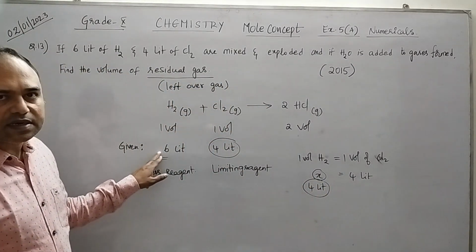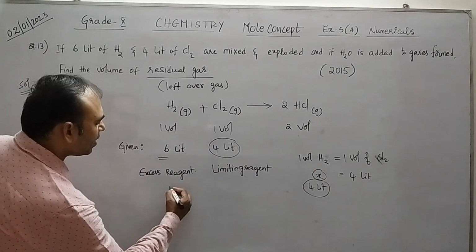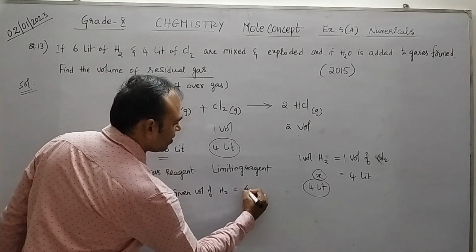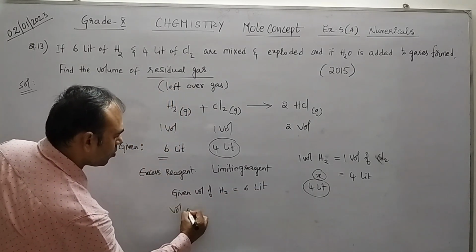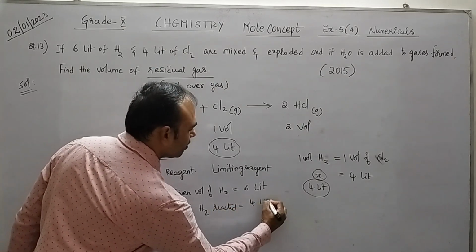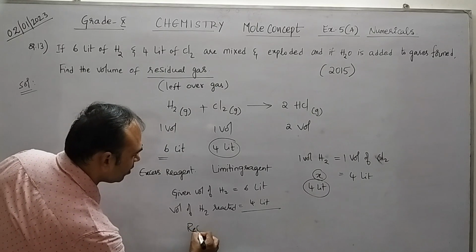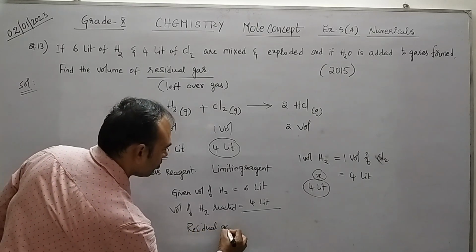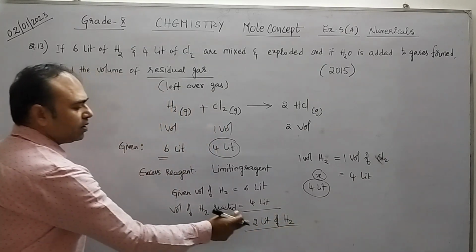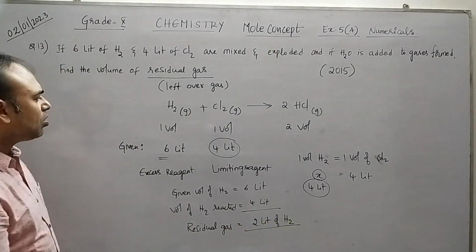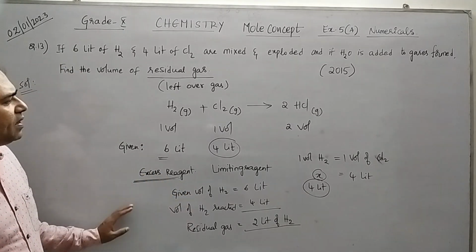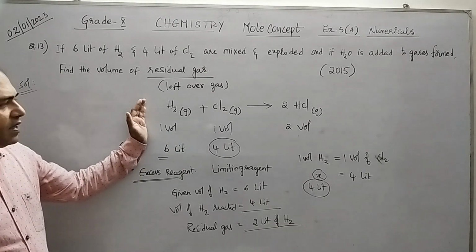Now we have 6 liters, but how much is reacted? 4 liters. So we can write like this: given volume of H2 is 6 liters, volume of H2 reacted is 4 liters. Therefore, what is your residual gas? The residual gas is 2 liters of H2. So 2 liters of H2 is left over. Hence you call this an excess reagent. Hope you have understood this. Very simple, easy calculations if you are using a balanced equation.